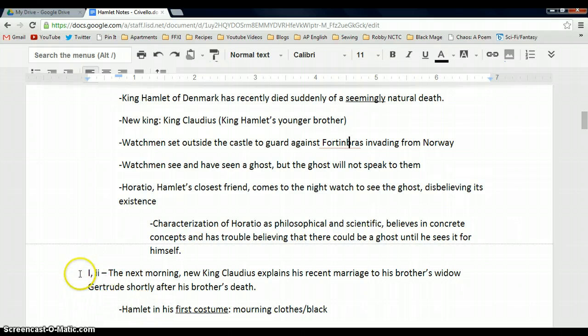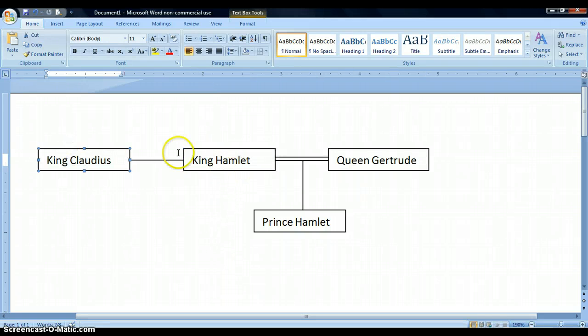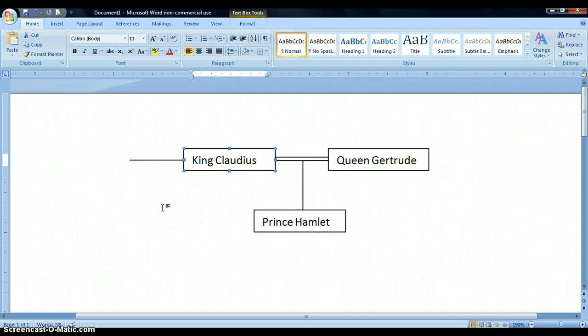So moving on to Act 1, Scene 2. It's the next morning, and King Claudius, newly crowned, explains his recent marriage to his brother's widow, Gertrude, shortly after his death. That's what we saw happen over here. Right? We had King Hamlet died, and King Claudius married his brother's widow.